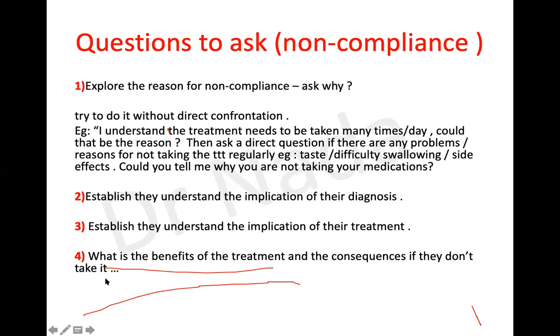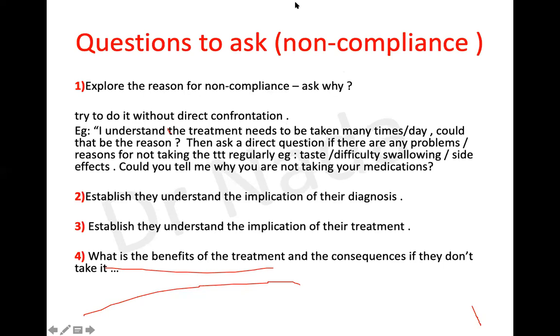I just gave you TB as an example. You can apply it to any chronic disease which needs treatment. It could be rheumatoid arthritis, for example. Ask them why they are not taking their steroids or methotrexate, and assess the reason. Maybe the methotrexate is causing some sort of gastric pain or gastritis or whatever.